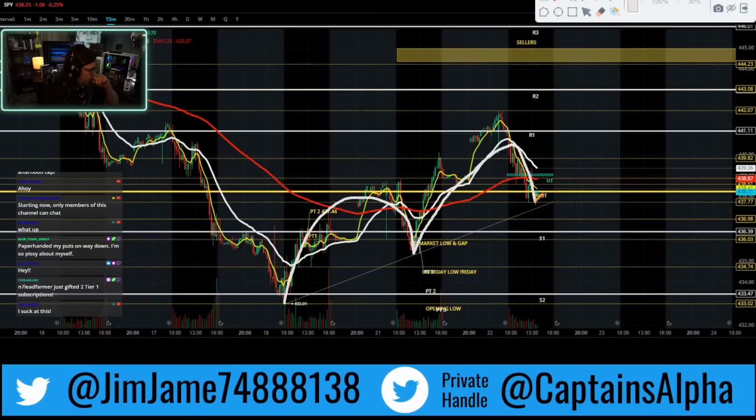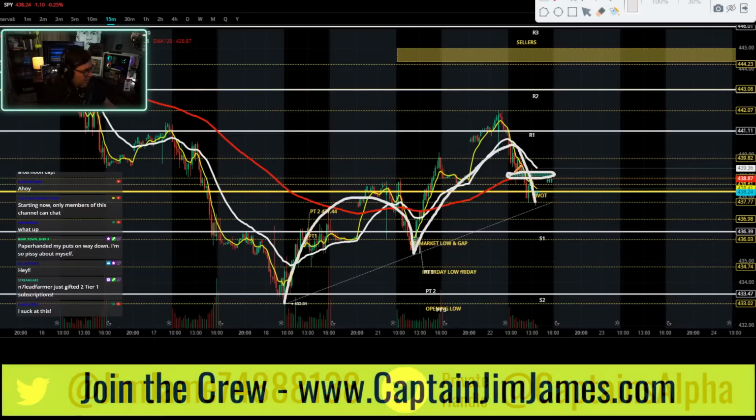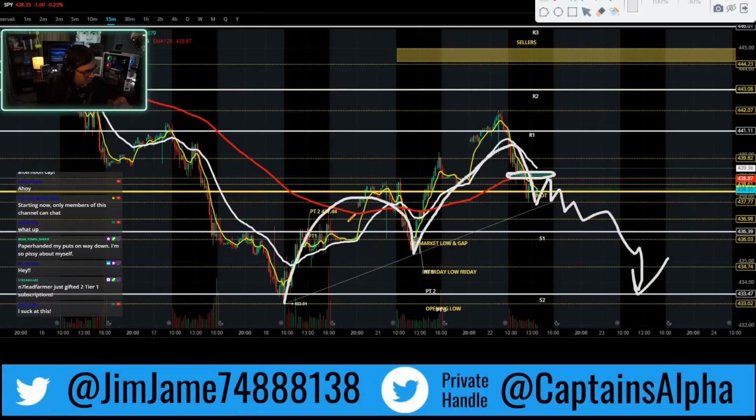Now, we are under the hourly trigger here. Right here is the hourly trigger, HT. And we always know that if price is below trend, not to trust it. It's more of a sell than a buy.